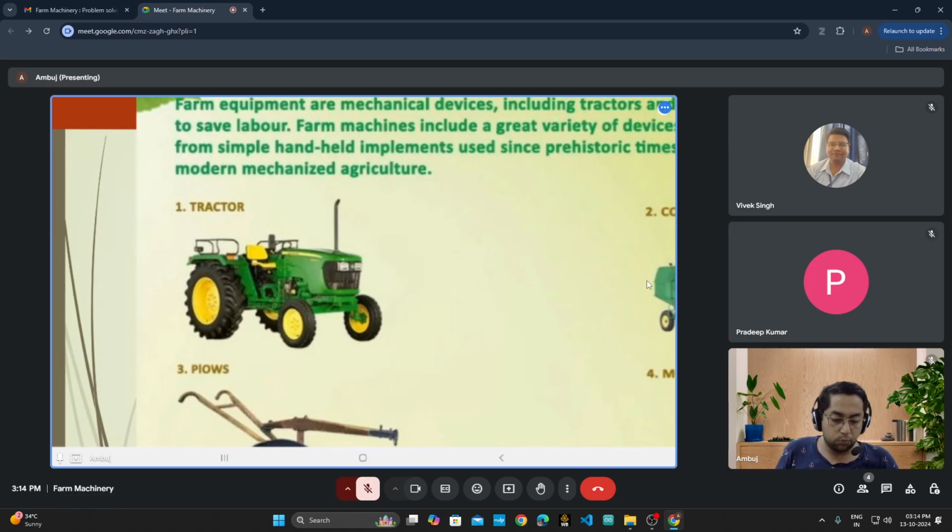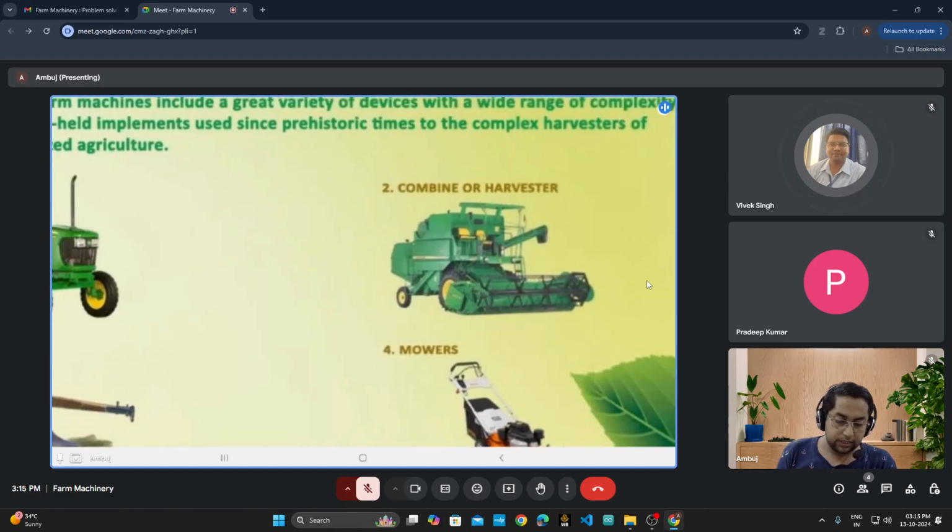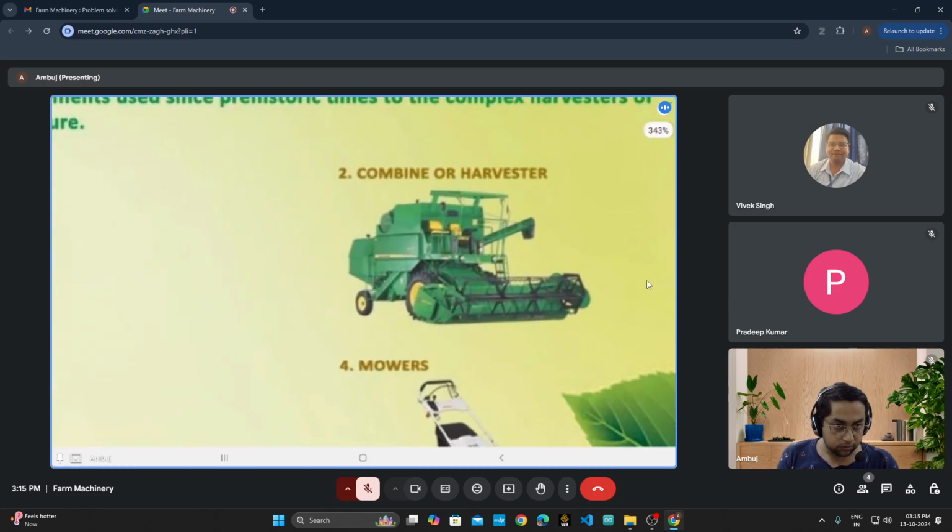The principal component is your tractor. The tractor is the main source of farm power in Indian agricultural fields. This is important. Then second is the combine harvester. The combine harvester has a functionality: what is it used for? It is used for cutting the ripened crop.